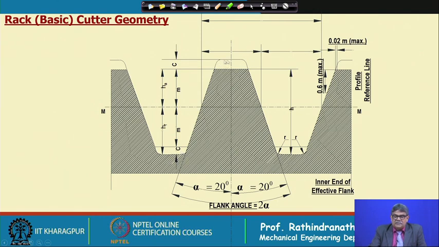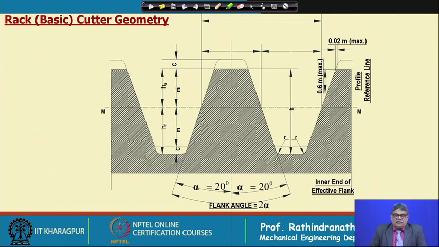But here essentially this should be 0.25 of the module, and as there are sharp corners, it cannot give a better profile at the corner, so a slight corner radius is given. Okay. So, with this basic rack cutter we can generate the gear, as well as there are pinion cutters also.